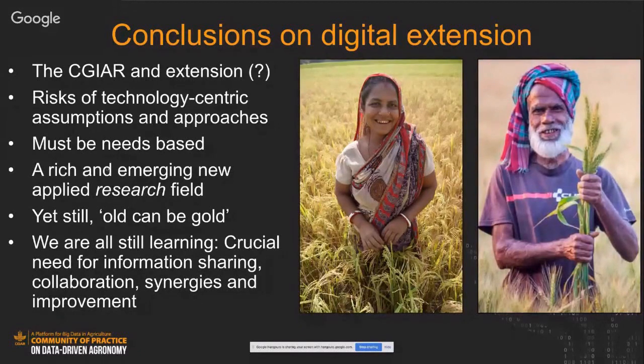At the same time, with this digital extension, I think there's some risk of being overly technology-centric and assuming, for example, that farmers want to make use of apps or of computers and so on. Our experience has shown that farmers actually really want very, very simple information so they can take it and run with it and use it. And I think that we shouldn't necessarily go out and say, well, this project will design an app, rather than this project will design a process for developing information that can be extended to farmers. And perhaps an app is the right way to go about delivering it, or perhaps another approach is necessary. So I think digital extension needs to be very much needs-based.